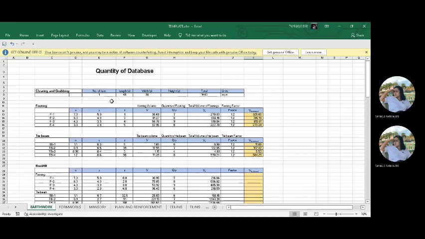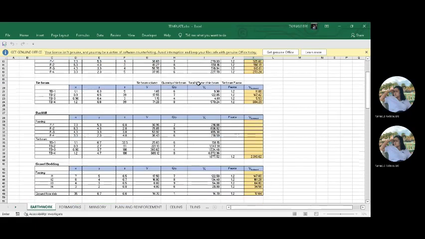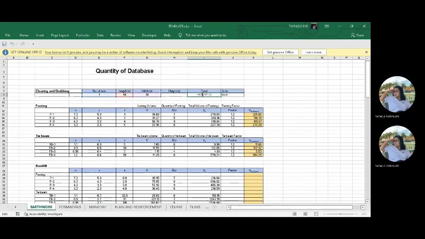So first, the number of items. Next, we have the length and the width. And to get the total, we multiply the number of items, the length, and the width, which gives 1,440 square meters.